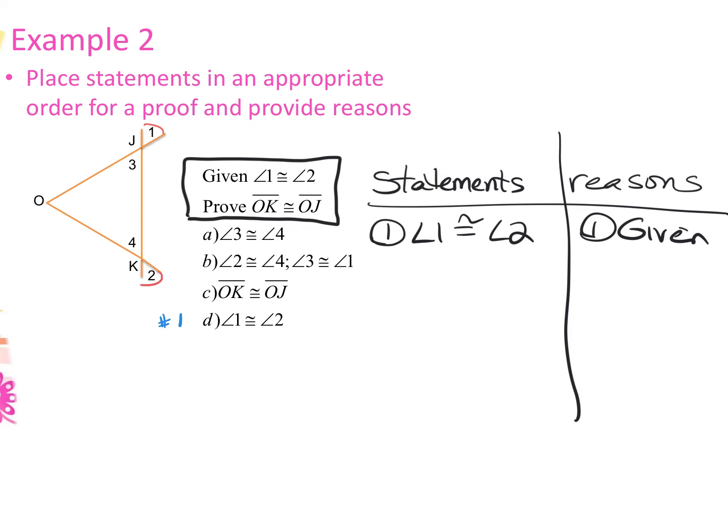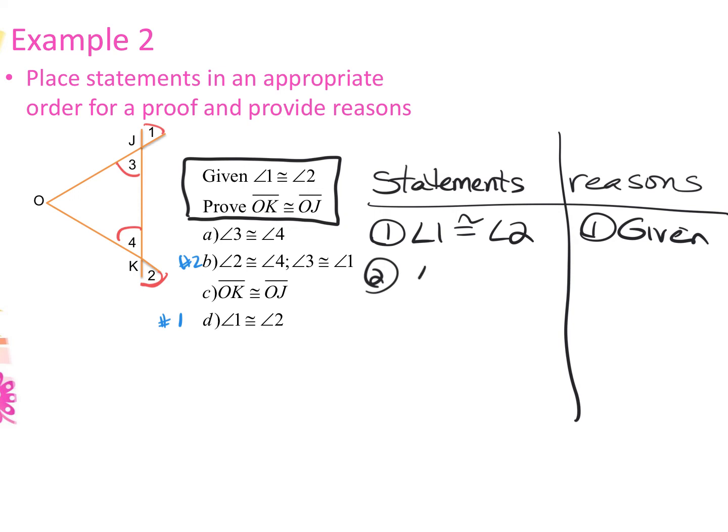The next thing that I can see here is that I've got two pairs of congruent vertical angles. So notice you've got angle 1 and angle 3, which are vertical, and also 4 and 2, which are vertical. So that's going to be my next statement, which is this B1. This is going to be statement number 2.